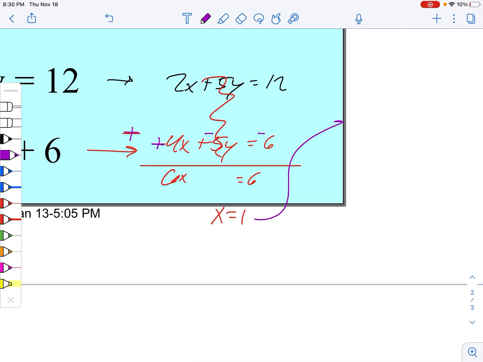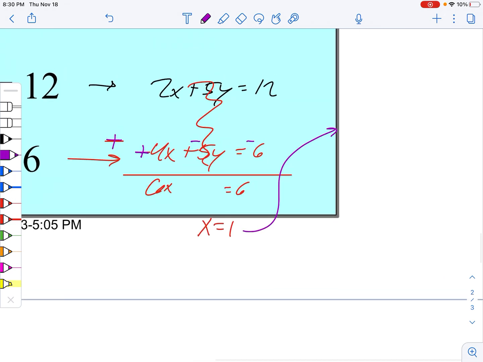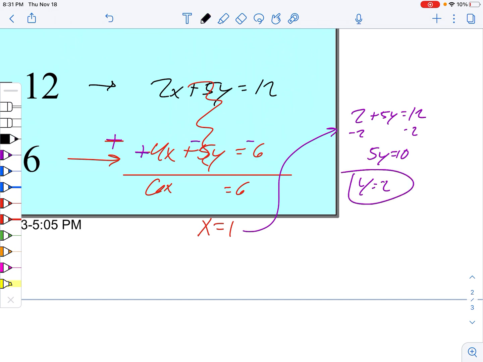I'm going to plug that 1 back in up here, just in some space that I got off to the side. So I'd have 2 plus 5y equals 12. Minus 2 from both sides. 5y equals 10. And so y equals 2. My final solution, 1, 2 for my answer.